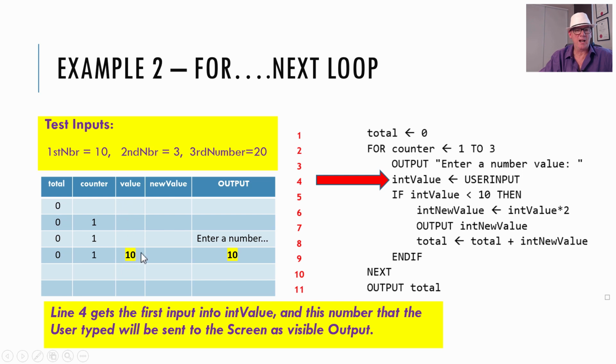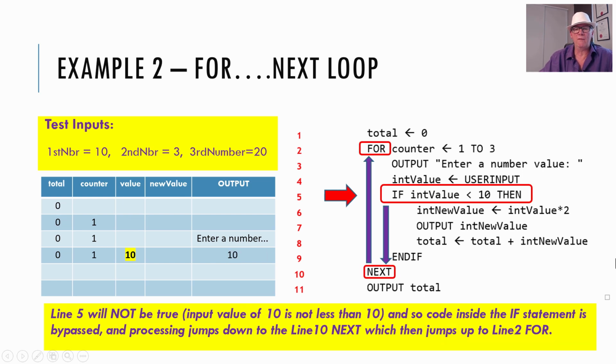So we note that down in our trace table here, where this column is tracing what is in the variable int value, what's in that memory location at the moment. Well, the number 10 will go in there because that's what they typed in. And it'll also show up on the screen. So we also put it in this output column, that there's going to be a 10 showing up on the screen. And on to line 5.